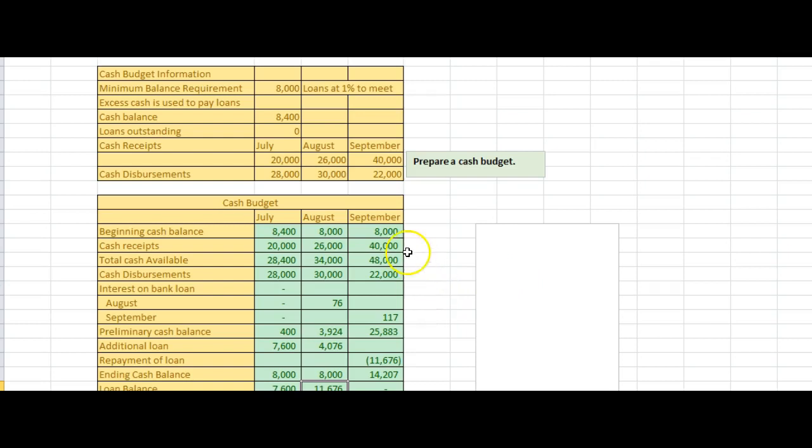So let's start all over again. September, $8,000. Oh wow, we've got some good cash receipts here. So I have $48,000 available. My disbursements are down, but my interest is up a bit. But I have a $25,883 cash balance. Now I'm going to pay off that loan, and I'll still have $14,207 left. These are really a lot of fun.